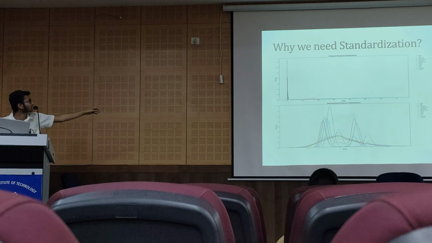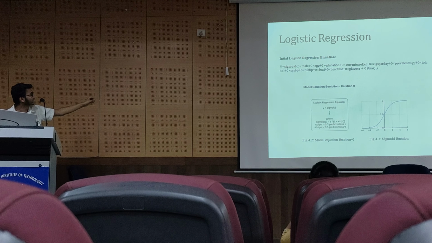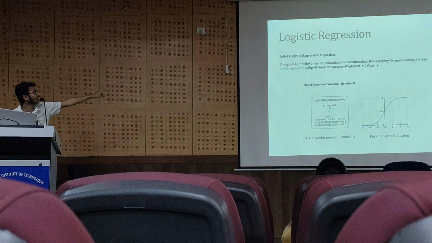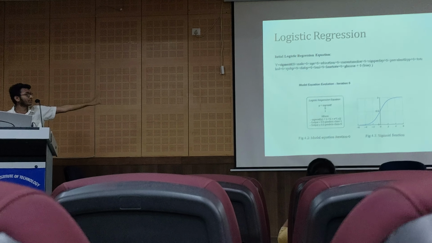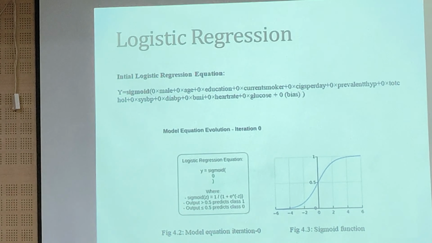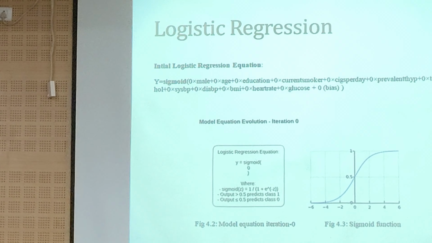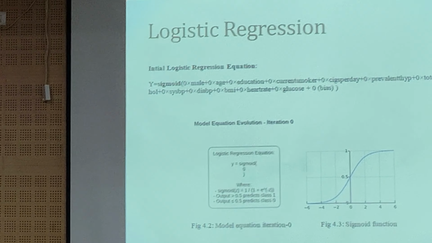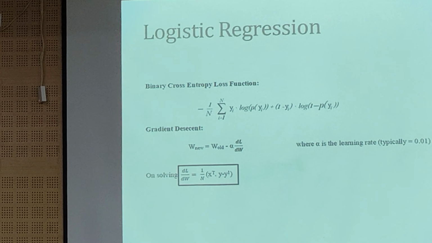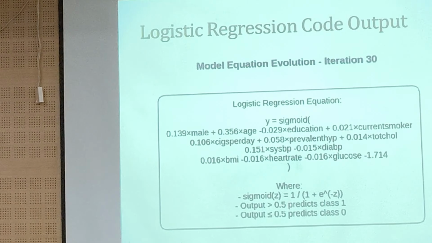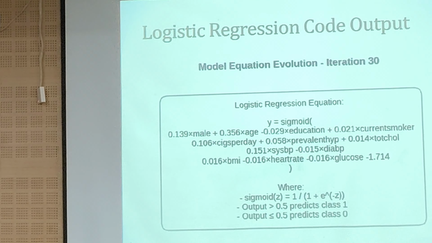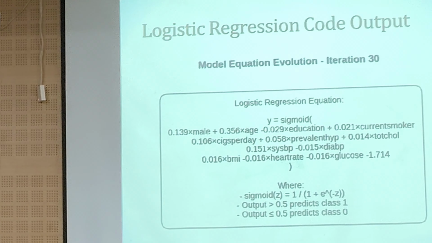And logistic regression, the main aim of the project, first assumes an equation, initially y equals mx plus c. You can see 0 times the first column, meaning all the weights of the column features are 0 initially, and we use gradient descent to update the values of the weights. And this is the equation of the model.